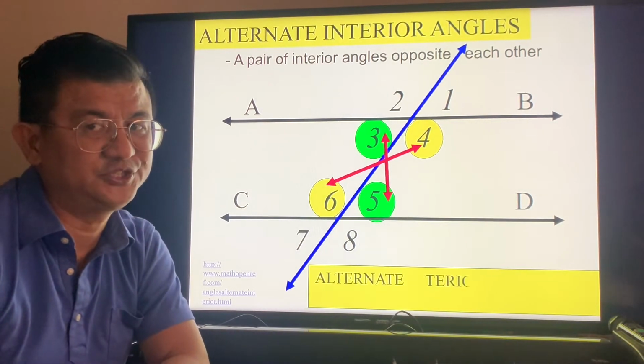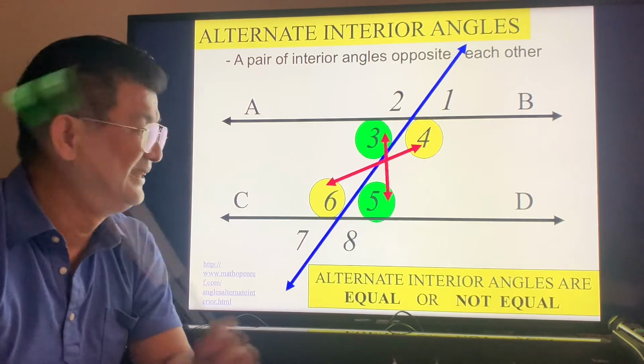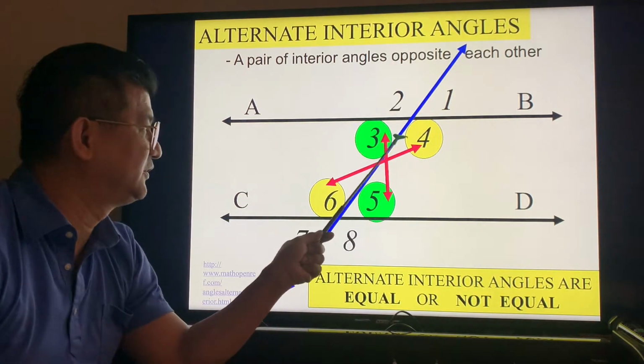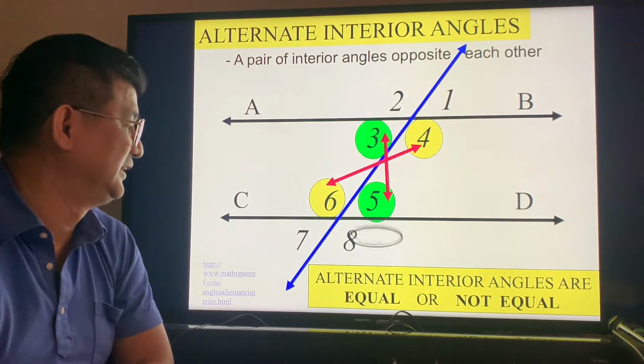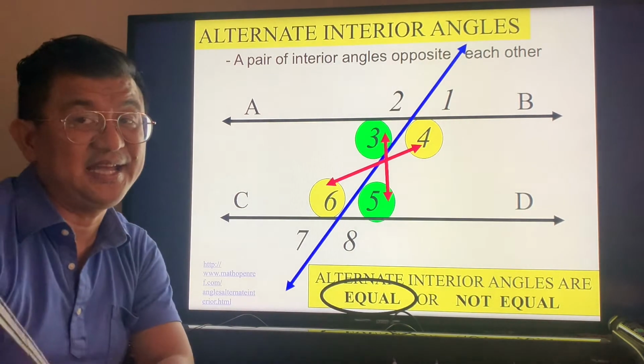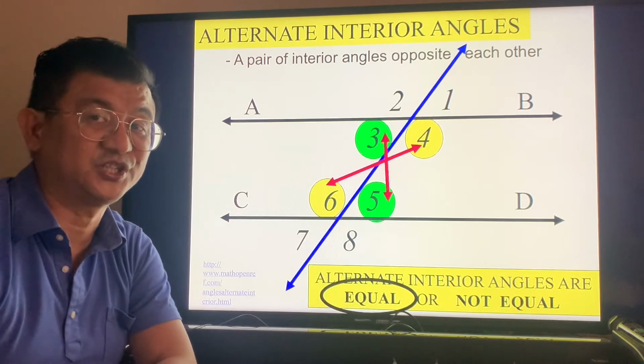But what's the relationship? Think again. If this is 150 degrees, what would this be? Also 150 degrees. Therefore, alternate interior angles are always equal to each other.